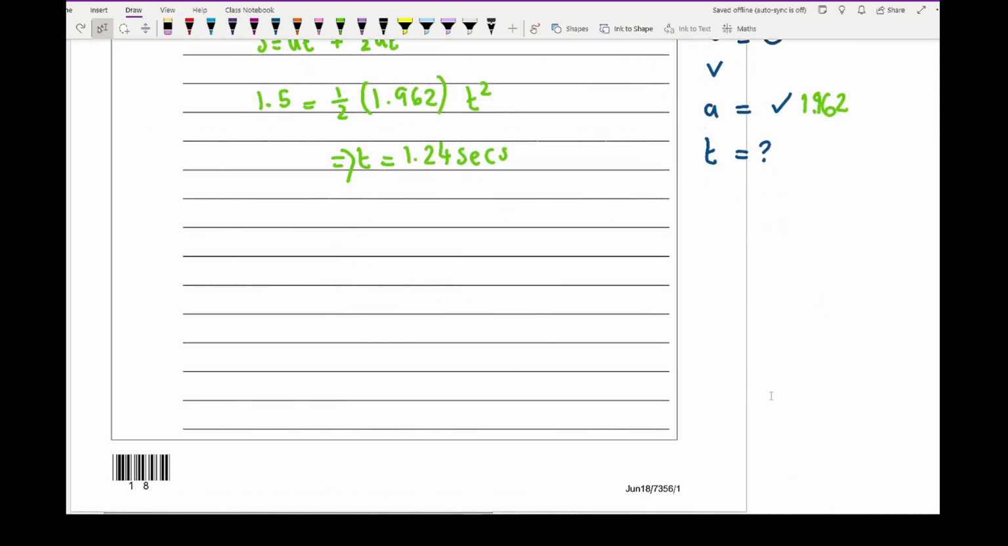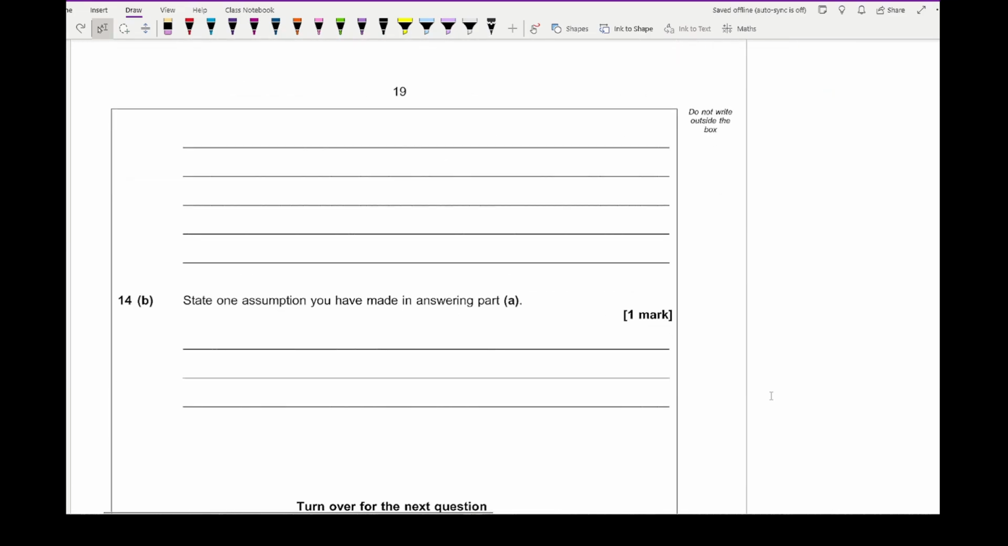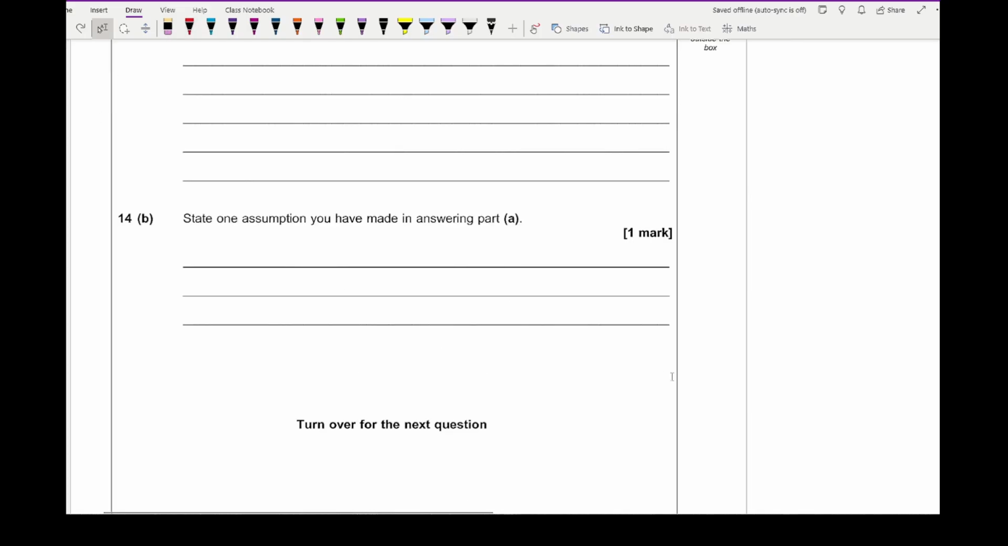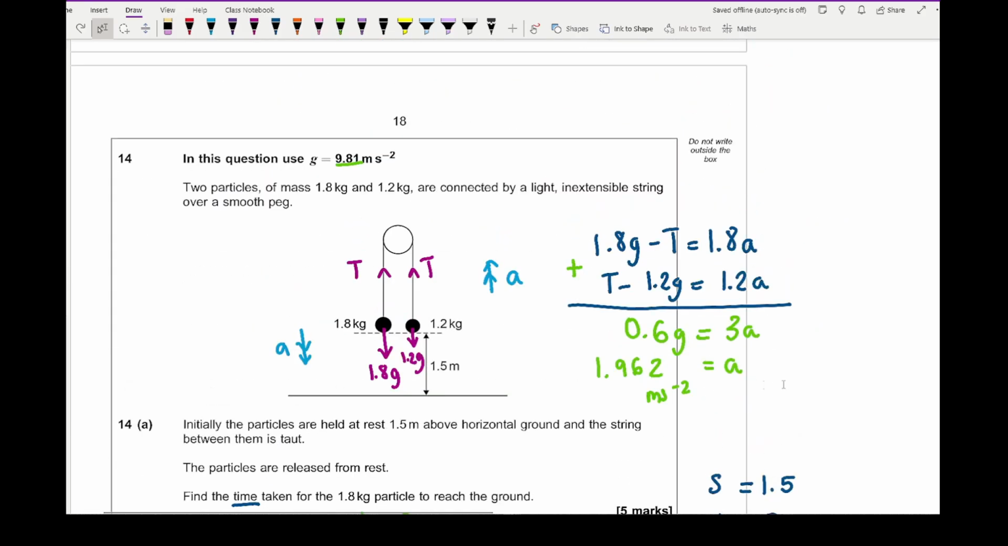For part B, it says state one assumption you have made in answering part A. So if we look back at the starting point, it tells us some of these assumptions, so we need to make sure we don't use the same assumptions. So it says connected by a light, inextensible string, over a smooth peg, they're particles. So we can't use any of these as the answer for part B, so we need to look at the diagram, see what's not been used as an assumption.